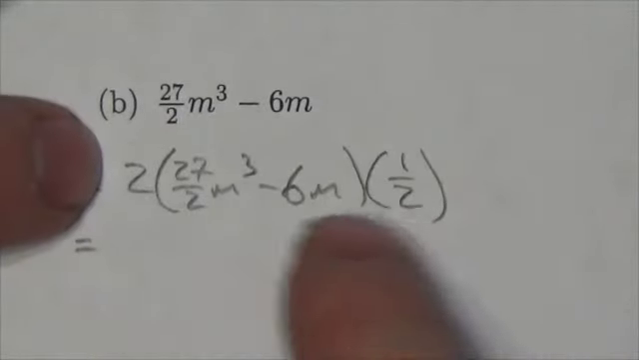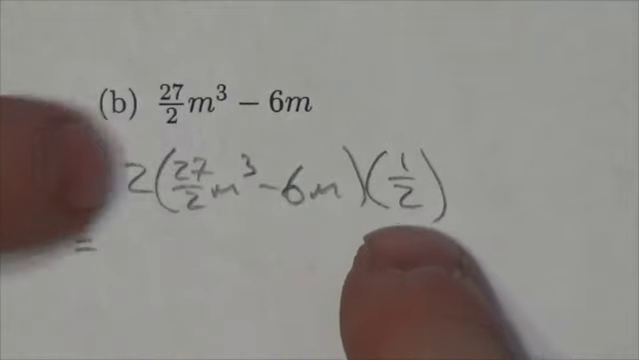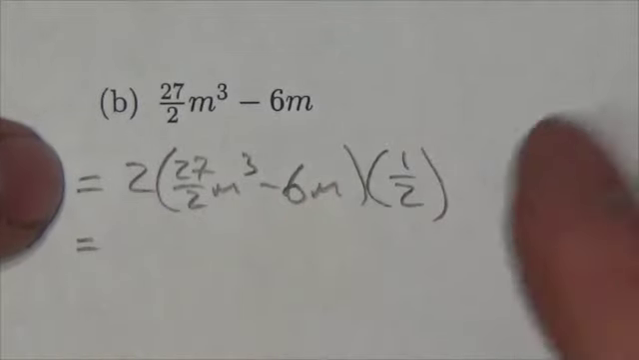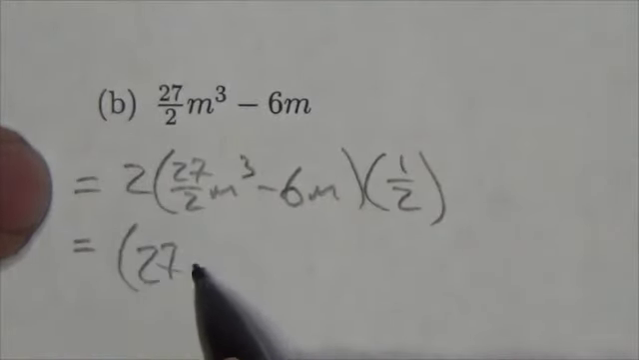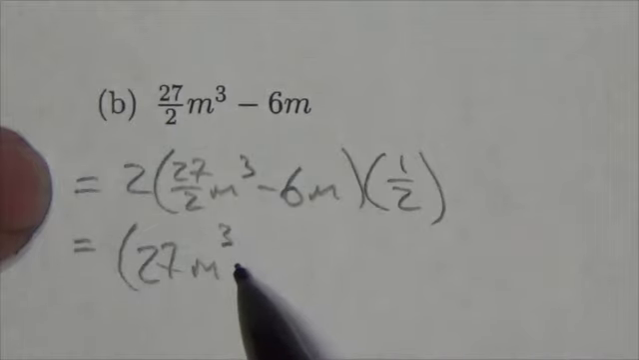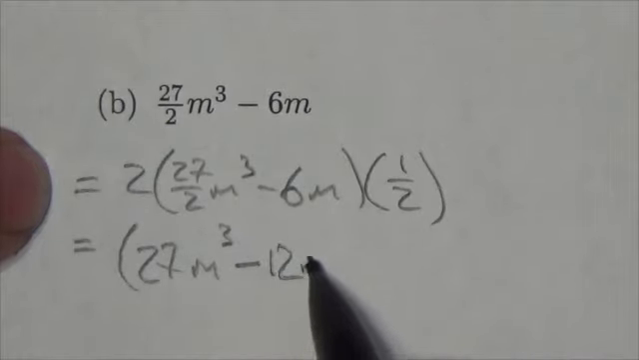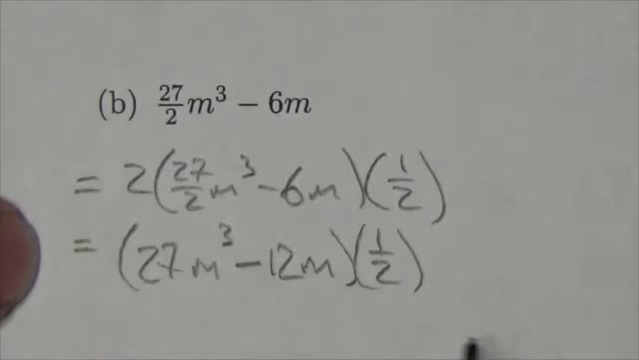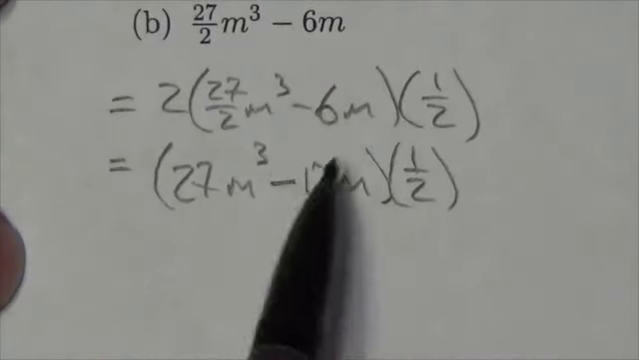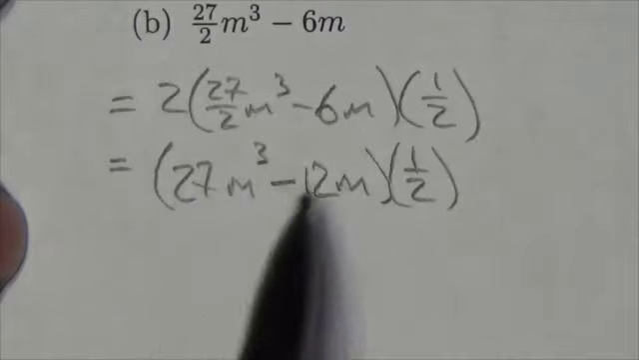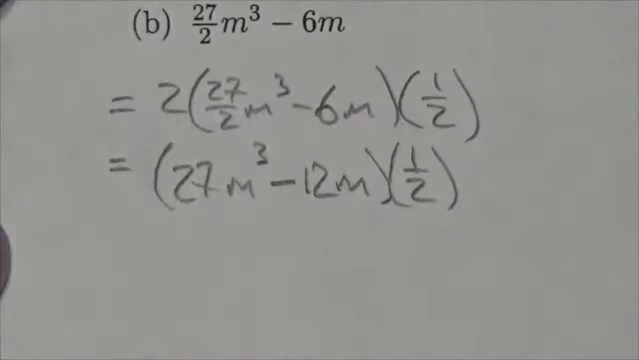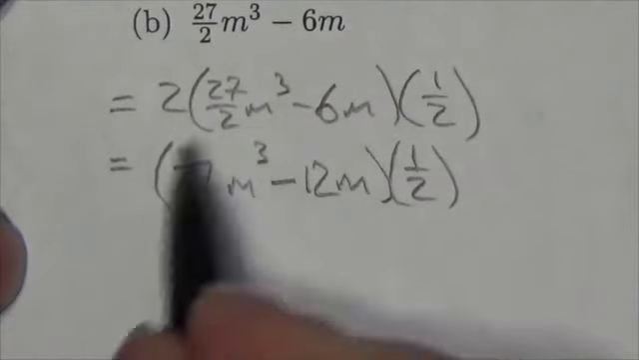So I've got this 2 multiplied by this, multiplied by 1/2. I know that those two cancel each other out, so they're not doing anything. But I am now free to multiply this 2 through this expression to get 27m cubed minus 12m, and I've got this half left over out here. Now I'll eventually move the half out to the front, but this is a lot easier to work with, and notice that this is technically exactly the same as this. All I've done is move that 2 through. This is easier to work with.